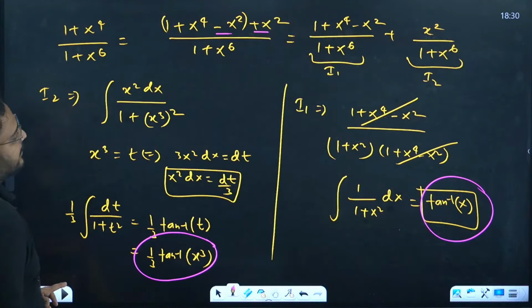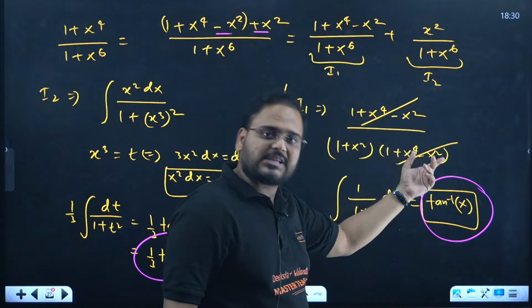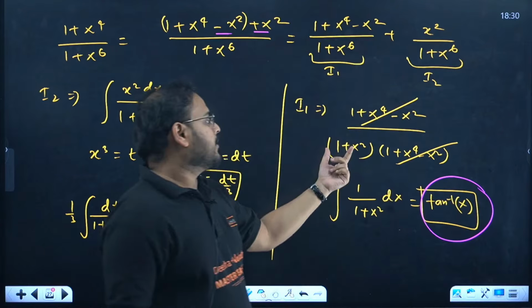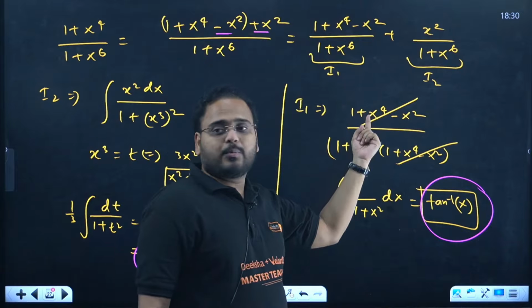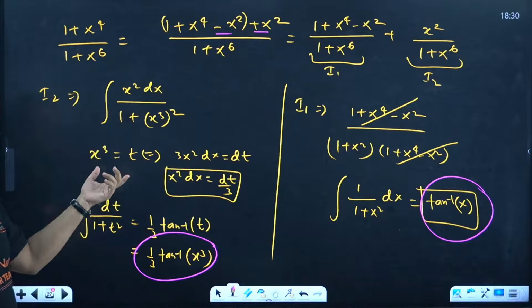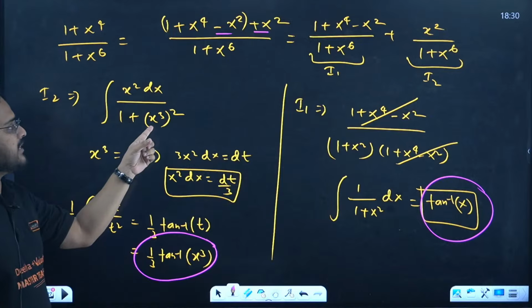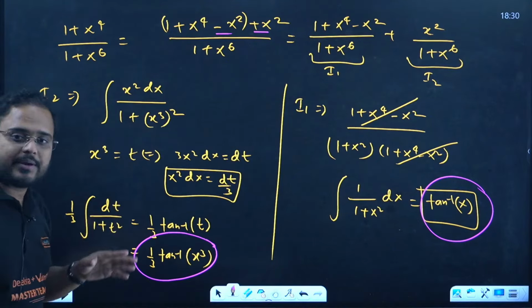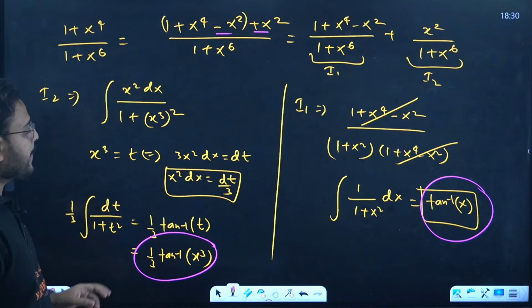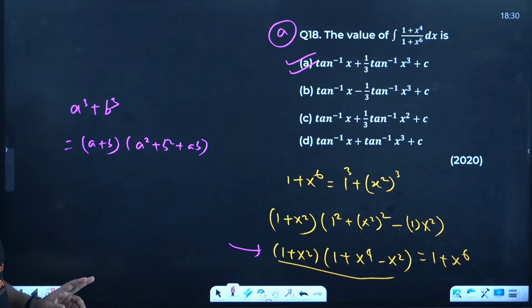From here, this part gets cancelled in the expansion. That's why we use the expansion actually, and that's why we added and subtracted minus x square. This is the integration of what is left in the numerator, 1. So 1 upon 1 plus x square is tan inverse of x. And for the other part, we use the substitution technique. We take x cube as t, because x power 6 can be written as x cube the square. Substitute, and you get the answer as 1 by 3 tan inverse of x cube. First part is that, second part is this, and the option is A.